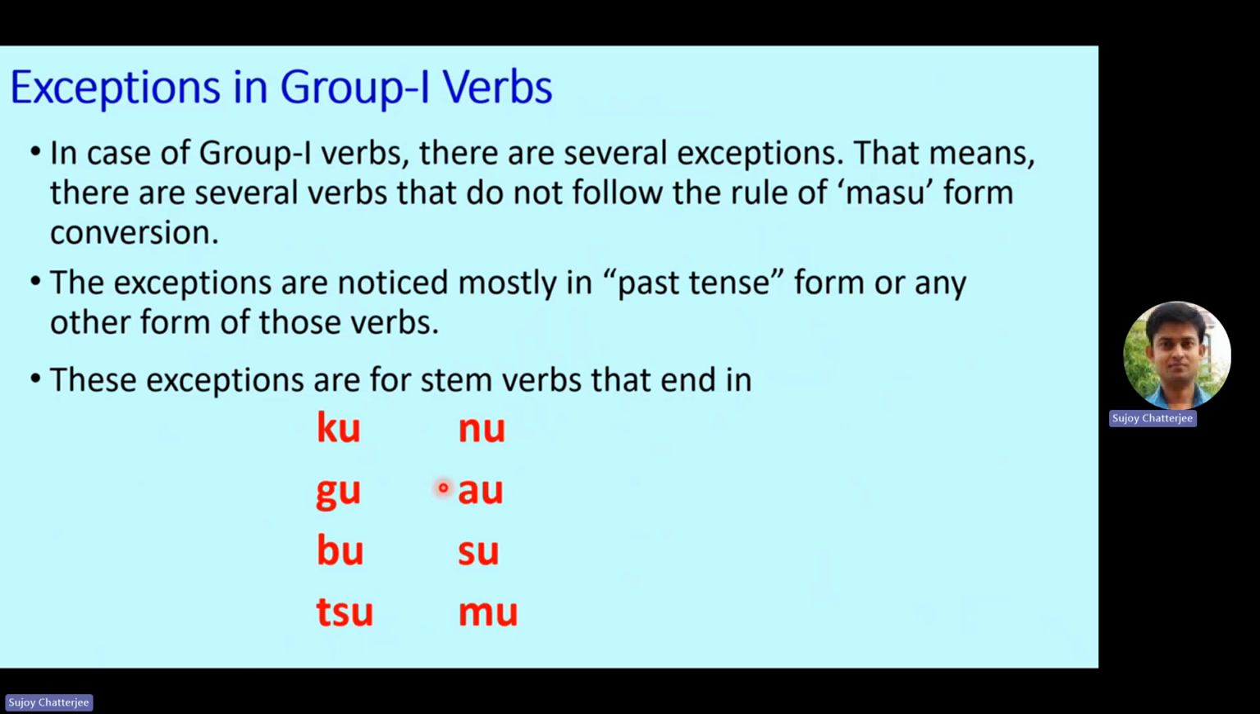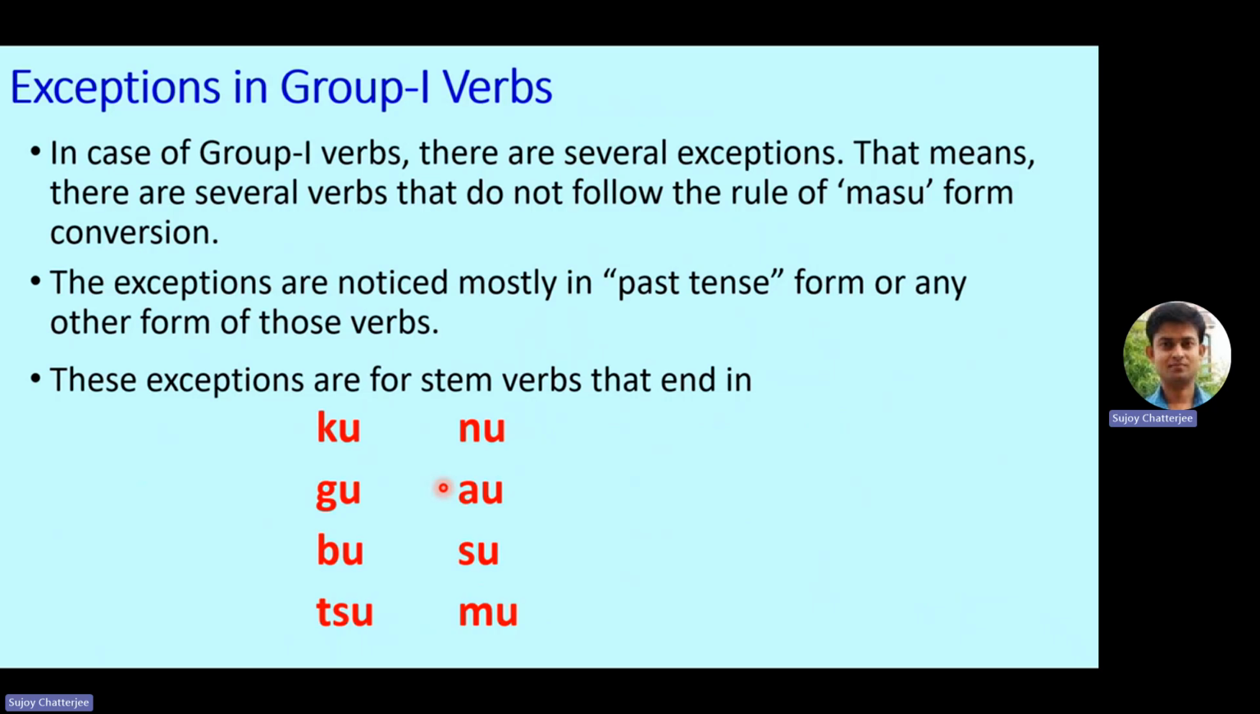The exceptions are, however, not noticed in the present form. We have been doing mostly the present form, so you may not notice the exceptions there, but they are mostly noticeable in the past tense form of the verbs and also some other forms of those verbs. These exceptions are for stem verbs that end in ku, gu, bu, tsu, nu, u, su, and mu. So that means the stem verbs that end in these.